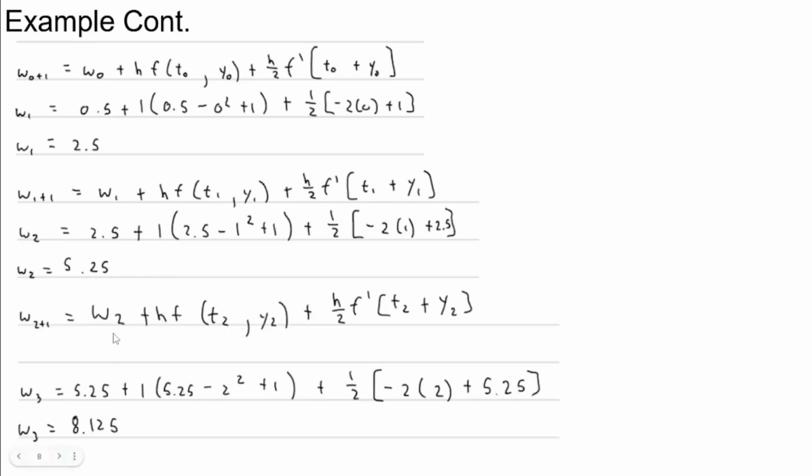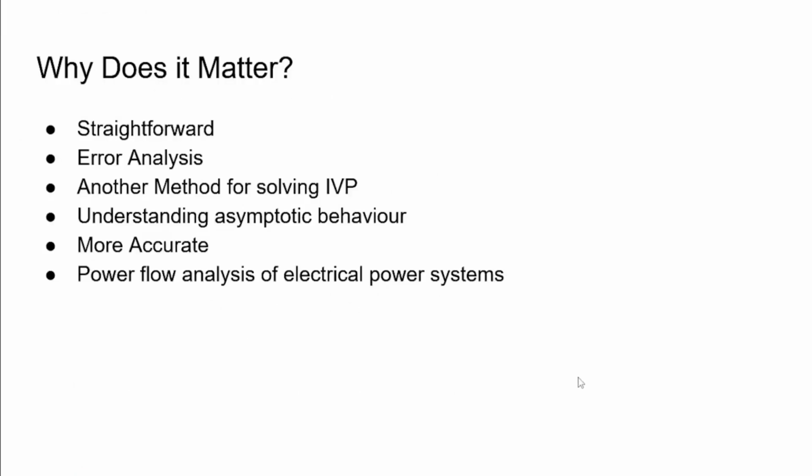And if you do one more iteration, we're going to use the previous information of w2 to find w3. It's going to be w3 equal to w2 plus h f, the function evaluated at t2 and y2, plus h over 2 times the derivative of the function evaluated at t2, y2. And so if we do all that, w3 is equal to this.